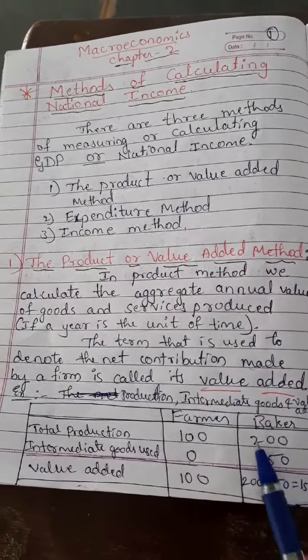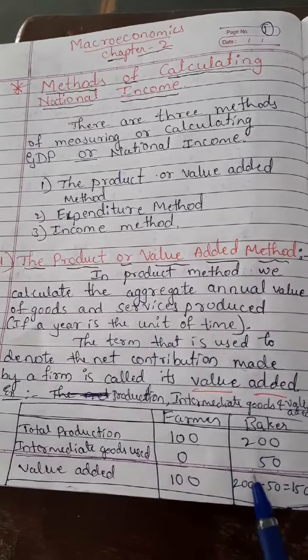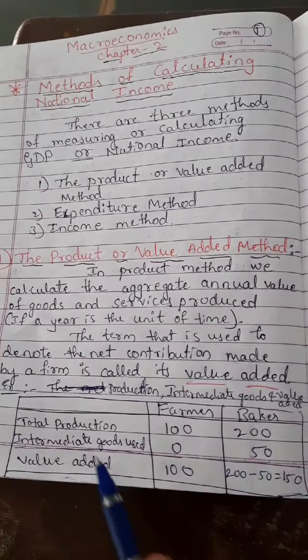The baker purchases from the farmer 50 units of wheat as an intermediate good.